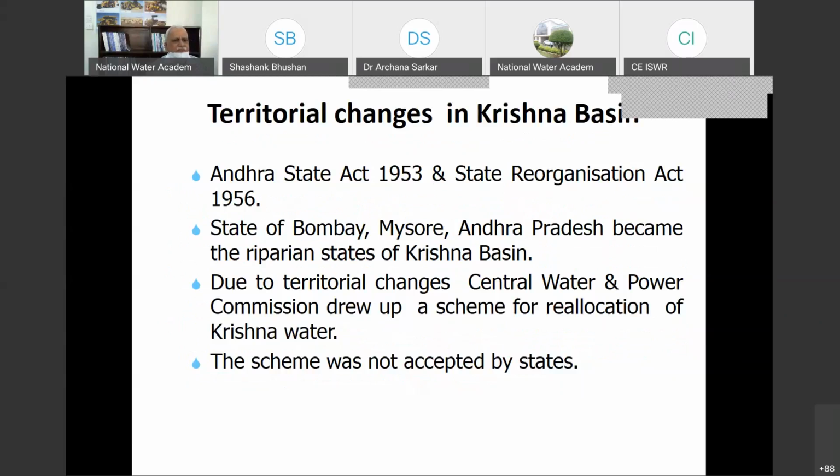In 1953, the government of India brought the Andhra State Act. Similarly, in 1956, the State Reorganization Act was passed, by which, on linguistic basis, the states were created. As a result, the state of Bombay, Mysore, and Andhra Pradesh were the only three which became the part and parcel of the Krishna Basin.